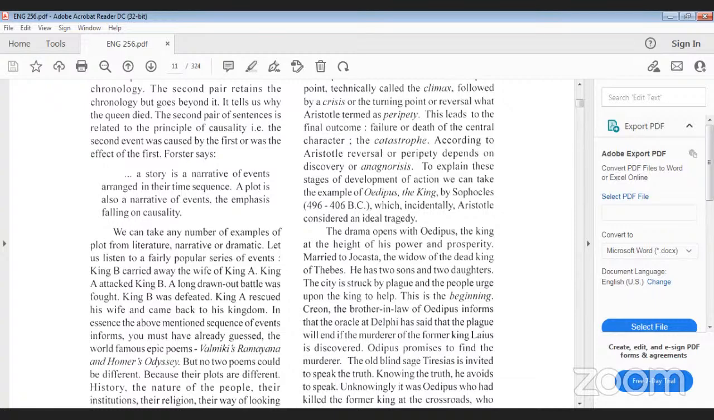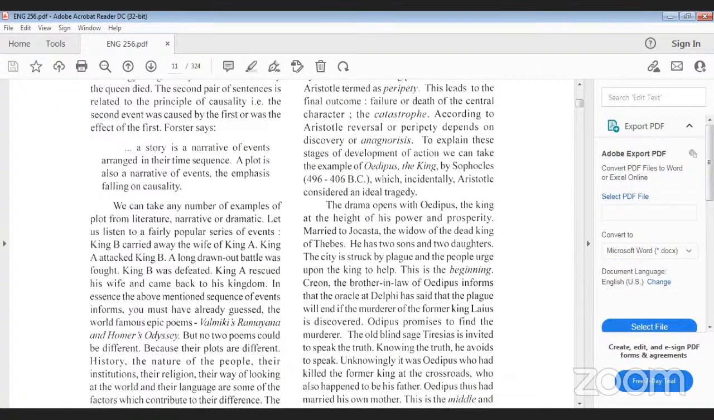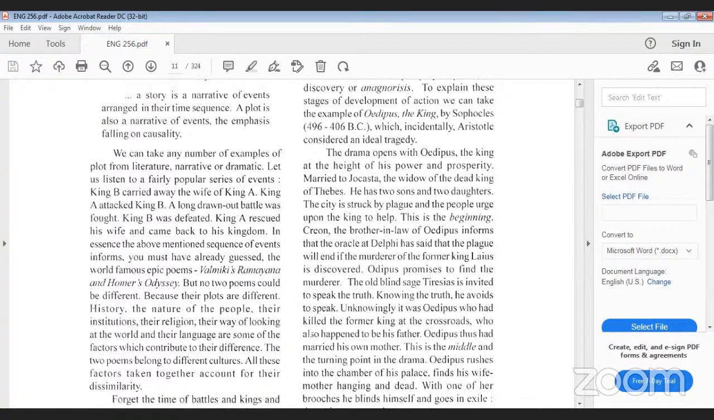The brother-in-law of Oedipus informs that the oracle at Delphi has said that the plague will end if the murder of the former king Laius is discovered. Oedipus promises to find the murderer. The old blind seer Tiresias is invited to speak the truth. Knowing the truth, he avoids speaking. Unknowingly, it was Oedipus who had killed the former king at the crossroad, who also happened to be his father. Oedipus thus had married his own mother.